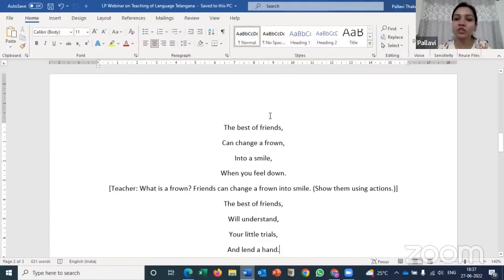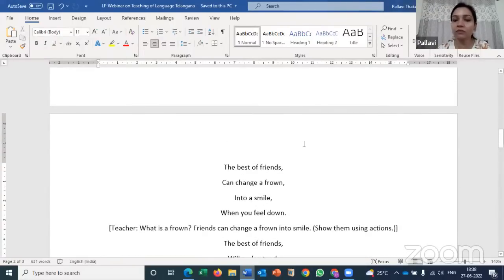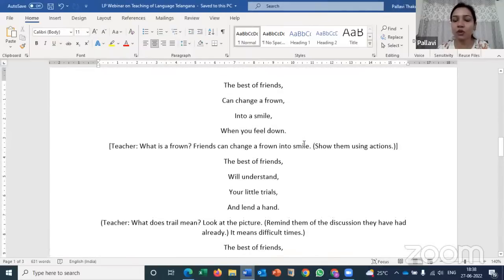experience the poem. There are rhymes here, there's a lot of text. Your students might not be able to understand all the words which are given here, but let them just experience this poem. And then once you've done it, it's a good idea to go through the poem again. So you read it. "The best of friends can change a frown to a smile when you feel down." And when you read it again, that's probably a good point of time to deal with a word like this.